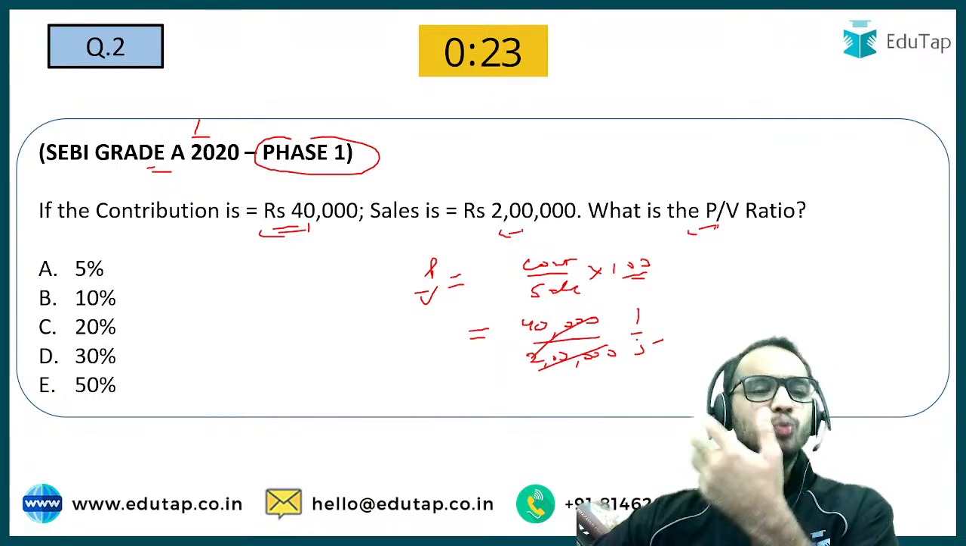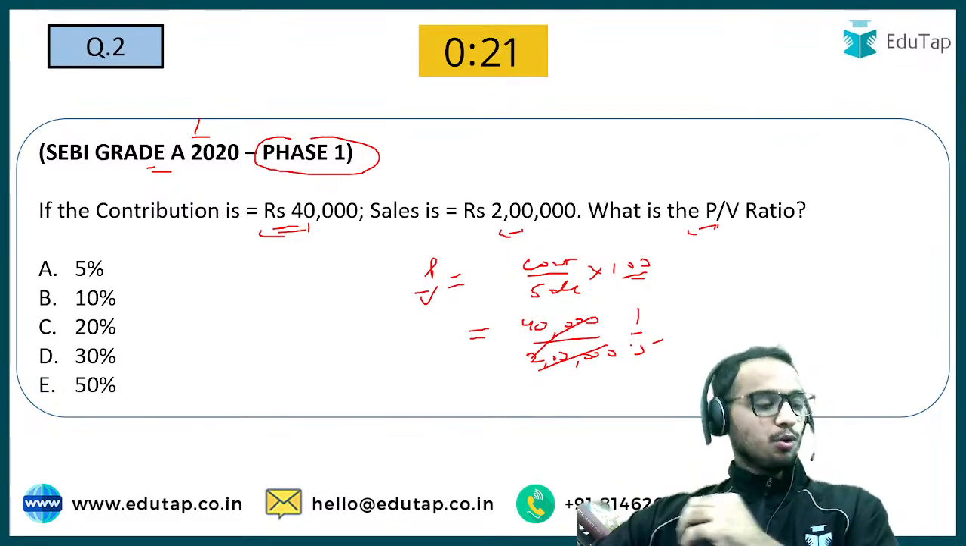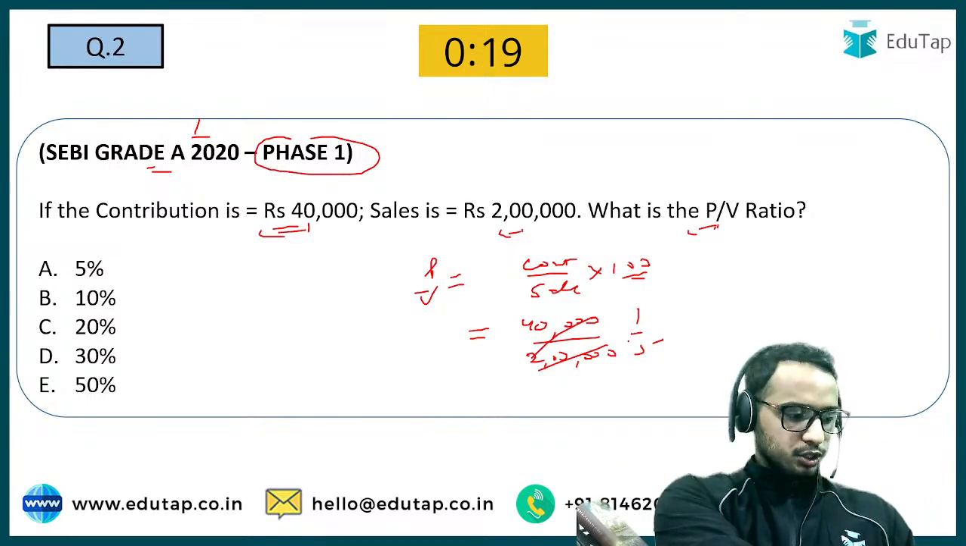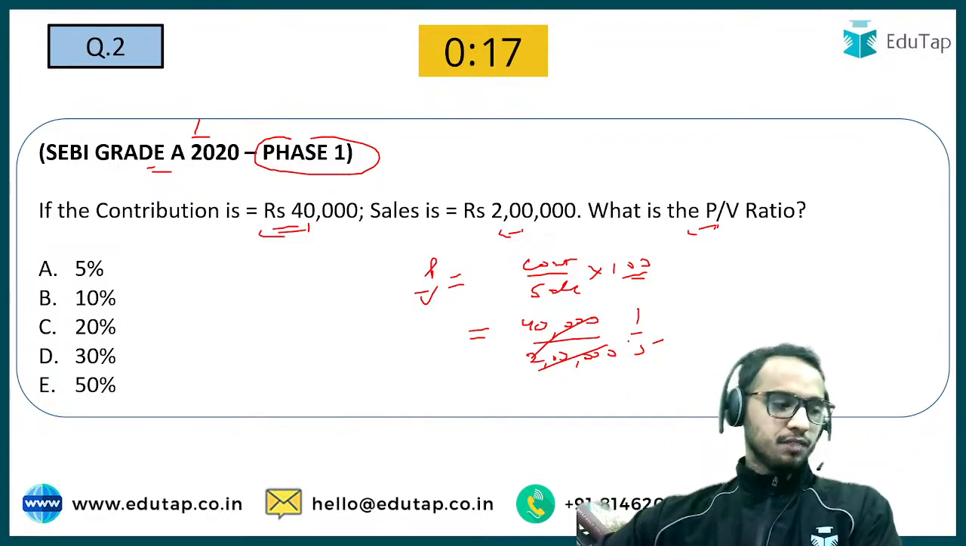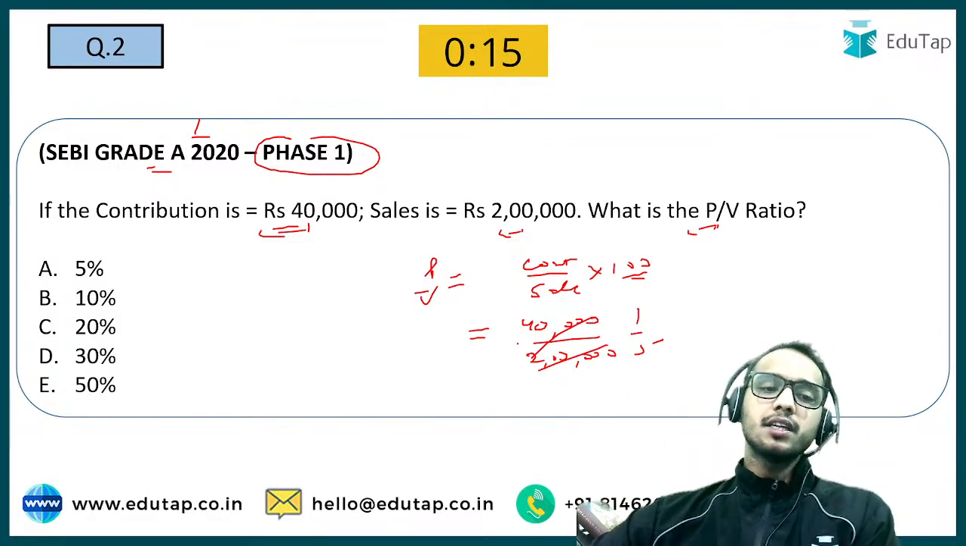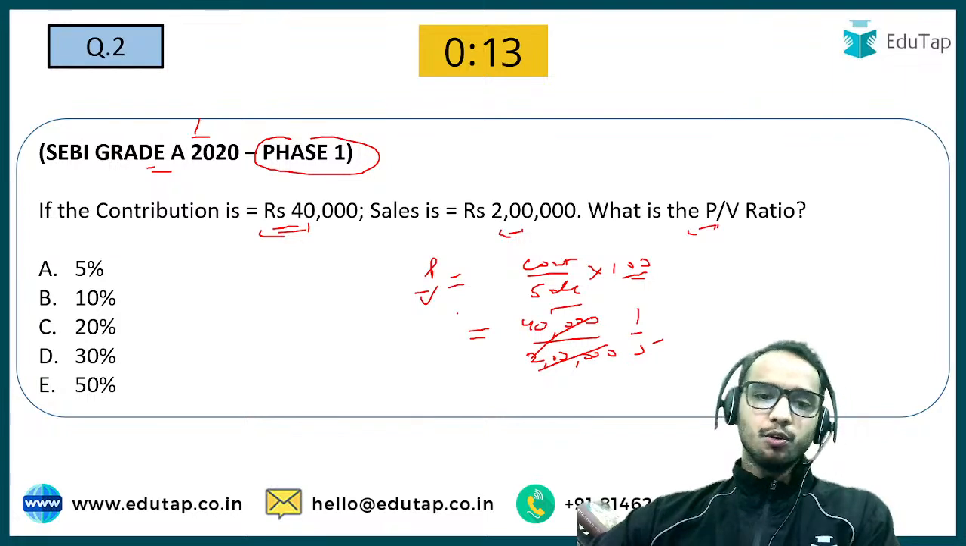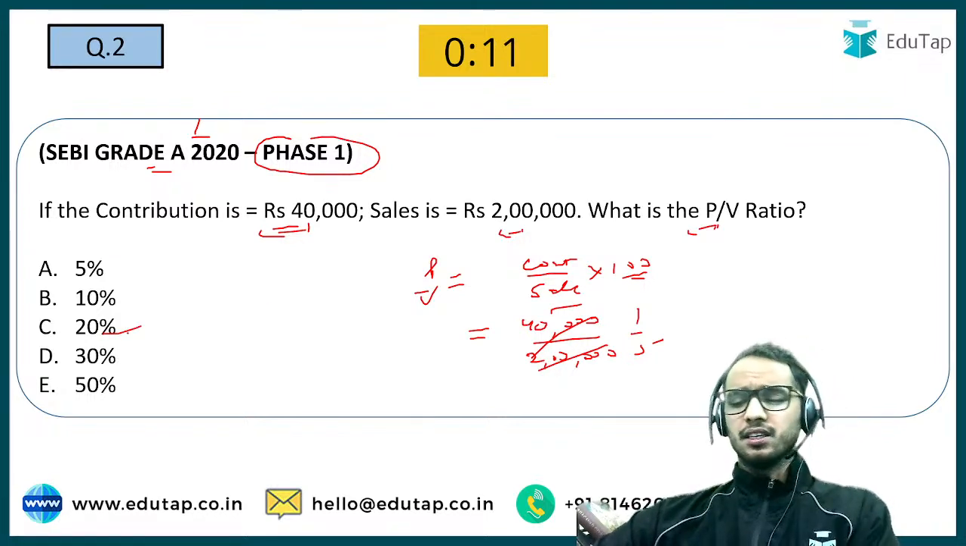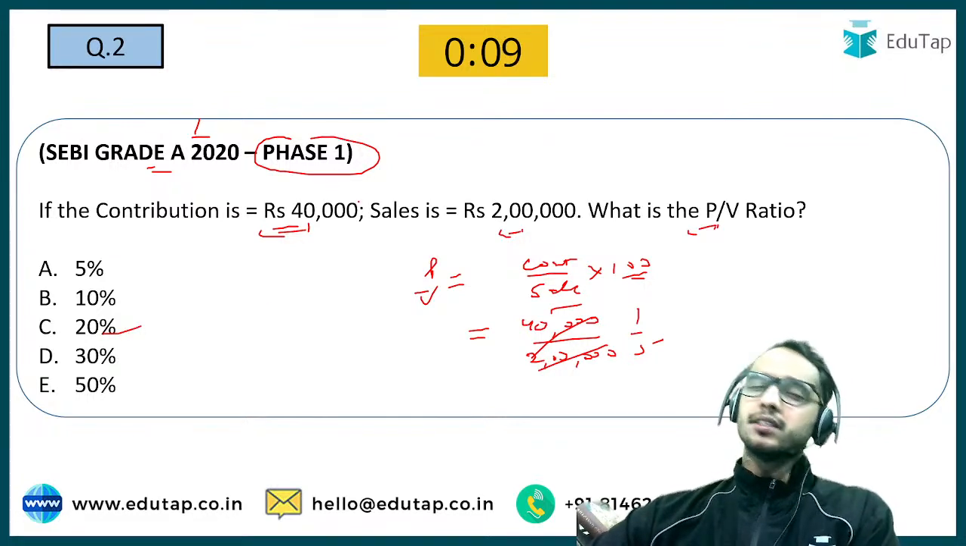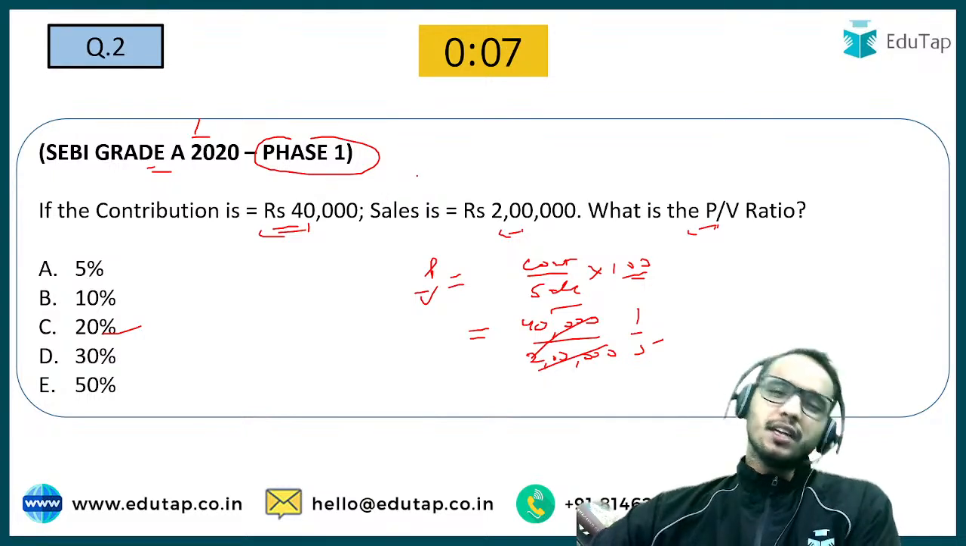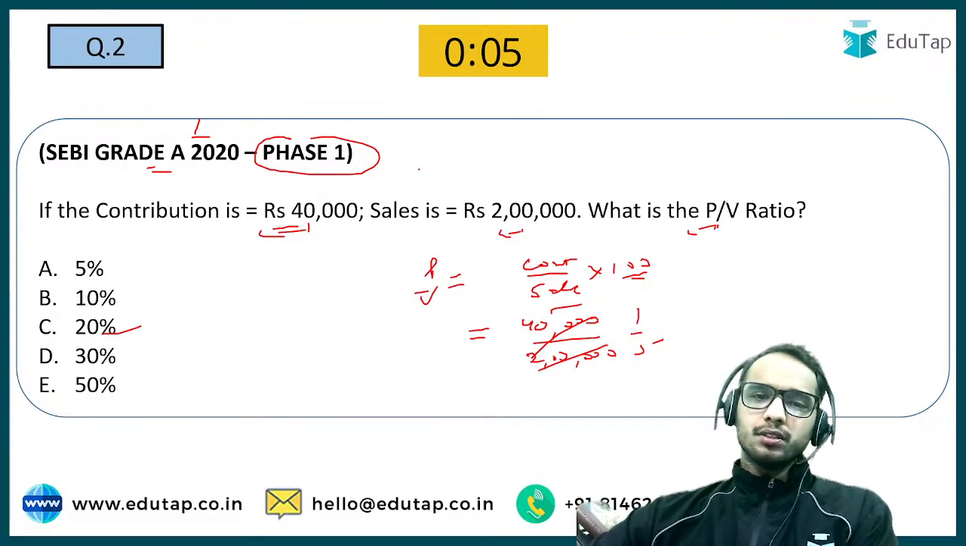So 1 by 5 is 20%. I can see that's really good. Bharat, Shruti and Swati, everyone has given me the correct answer and it is 20%. Option number C would be our correct answer here. So nothing very technical. We have already discussed all the formulas in the previous parts, so this is the same logic.